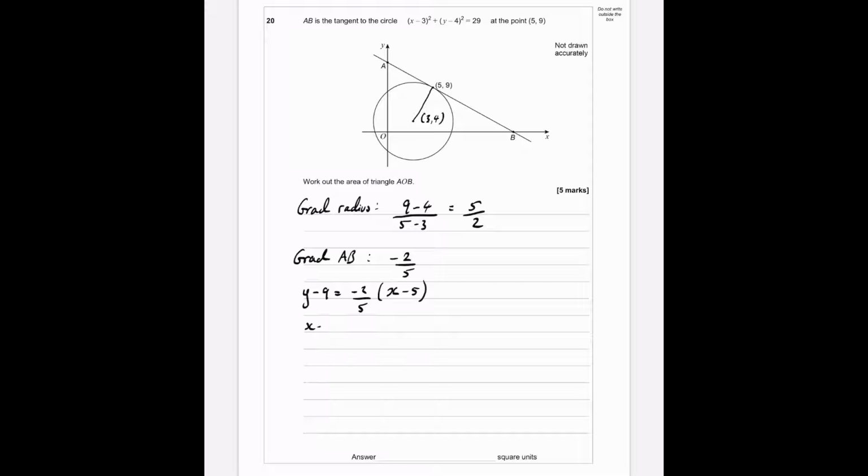We could tidy that up if we wanted to. I'm not going to bother. I'm just going to substitute x to be 0 in, to work out the y coordinate of A. When you substitute x equals 0, you quickly work out that y must be 11, and substituting y equals 0 in allows us to find the x coordinate of B, and therefore that x coordinate comes out as 27.5, and those are the two perpendicular side lengths of the triangle we're trying to find. So a half times base times perpendicular height, a half times 11 times 27.5 gives me the area 151.25 square units.